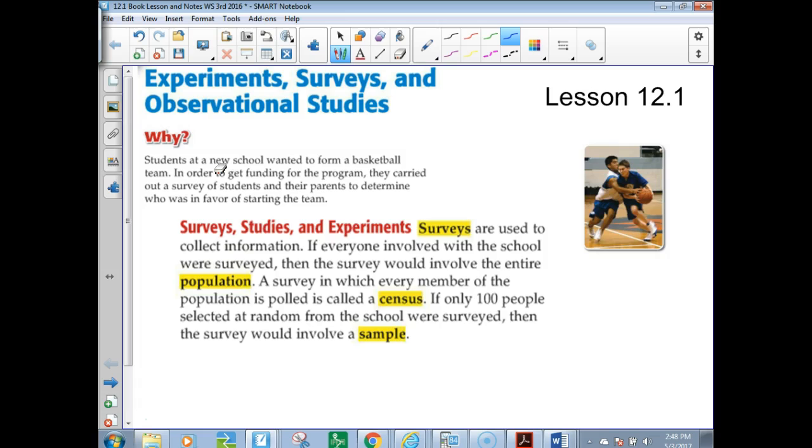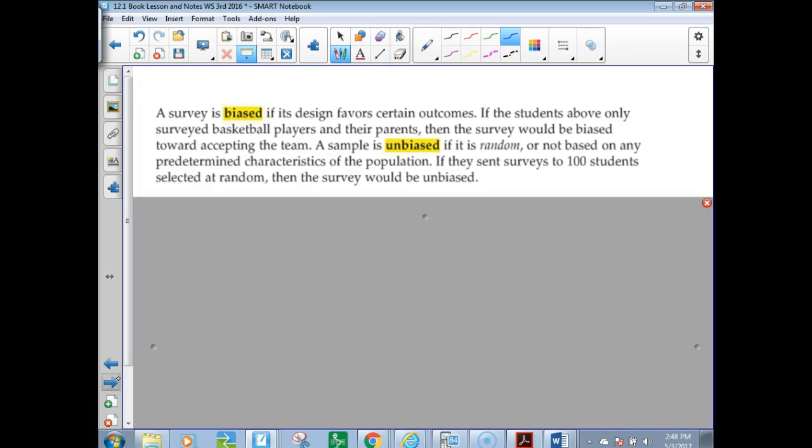So this group of students at this new school wanted to form a basketball team. In order to get funding for the program, they carried out a survey of students and their parents to determine who was in favor of starting a team. If the survey is biased, if it favors certain outcomes, so if the students above only surveyed basketball players and their parents, then that's going to be biased.